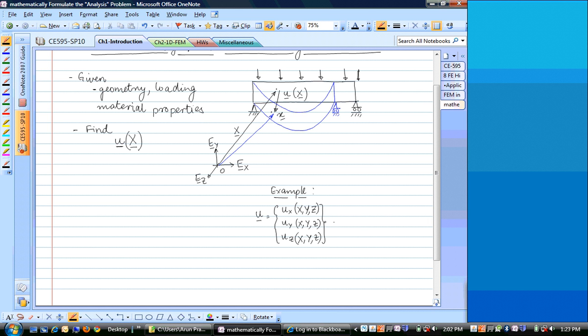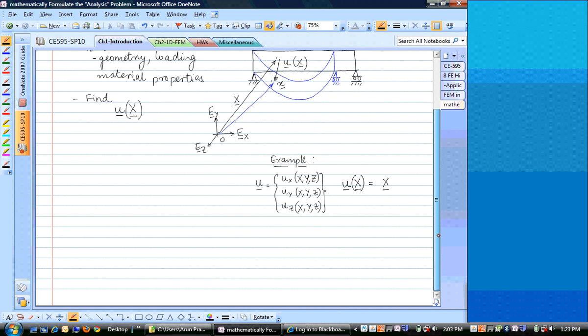So let's say the displacement u as a function of X is equal to X, and let's say my original material was this block, this unit cube. If I give a displacement of u equal to X, can somebody tell me what this would look like after deformation?